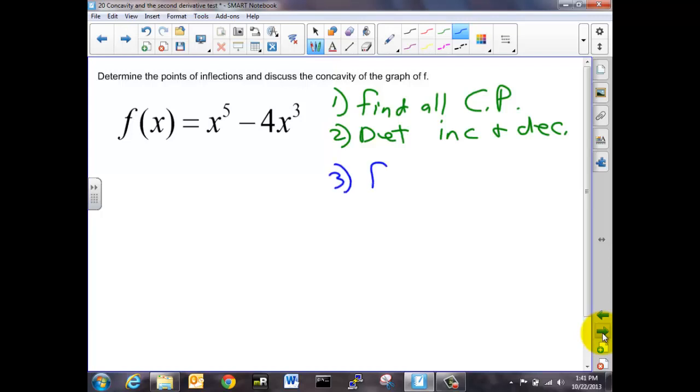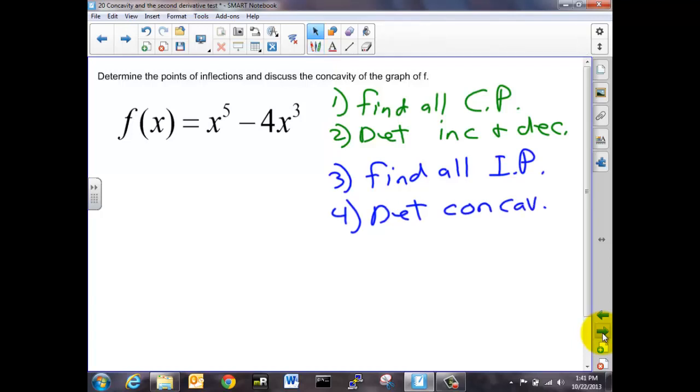Step 3. Find all inflection points. Determine concavity. Okay? I want you to do those. You do those 4 things, you'll be at a pretty good spot there. This is a relatively easy problem to do all this with, though.